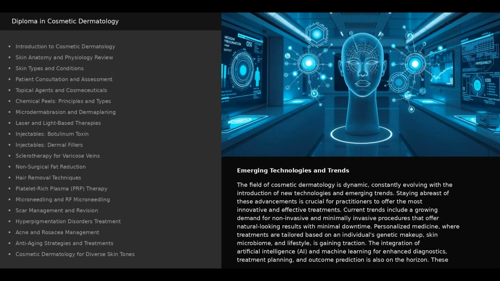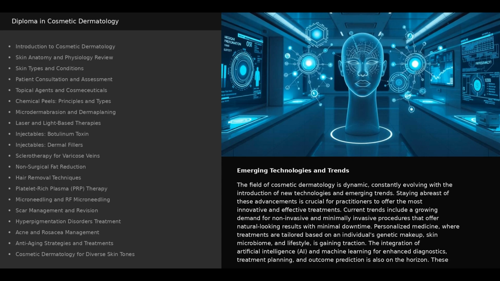Emerging technologies and trends. The field of cosmetic dermatology is dynamic, constantly evolving with the introduction of new technologies and emerging trends. Staying abreast of these advancements is crucial for practitioners to offer the most innovative and effective treatments. Current trends include a growing demand for non-invasive and minimally invasive procedures that offer natural-looking results with minimal downtime. Personalized medicine, where treatments are tailored based on an individual's genetic makeup, skin microbiome, and lifestyle, is gaining traction.